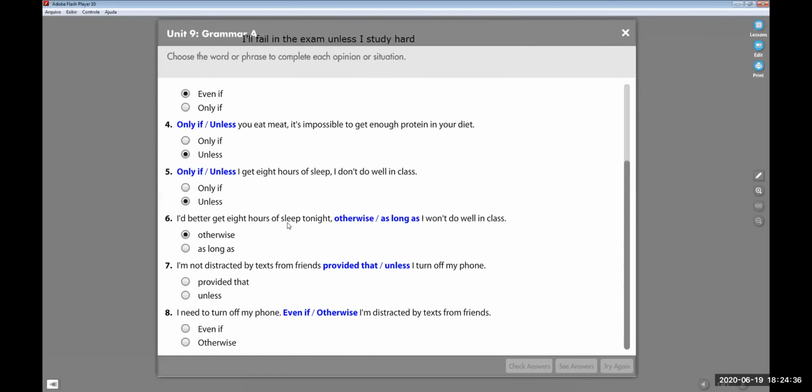Very good, guys. Number 7 now, Mr. Jobert, please. I'm not distracted by texts from friends unless I turn off my phone. No, so provided that I turn off my phone. Provided that. Yes, I read it wrongly. So I'm not distracted by texts from friends only if, or provided that, I turn off my phone. All right.